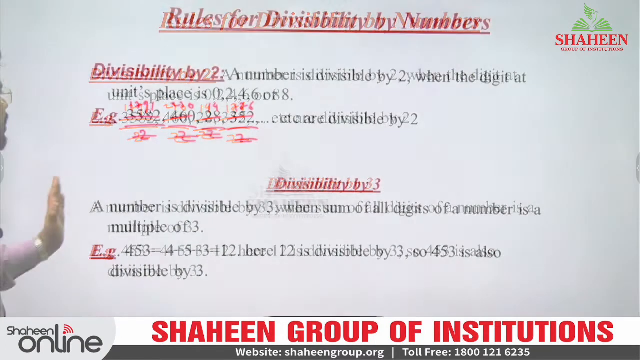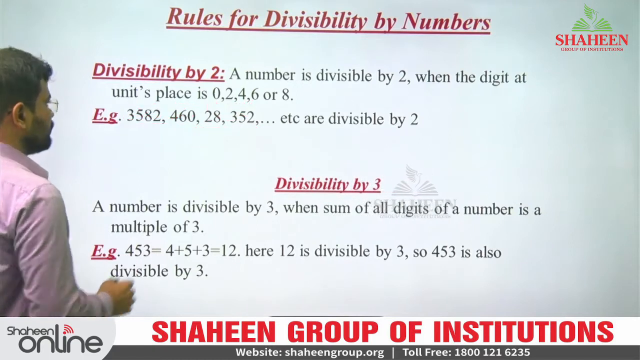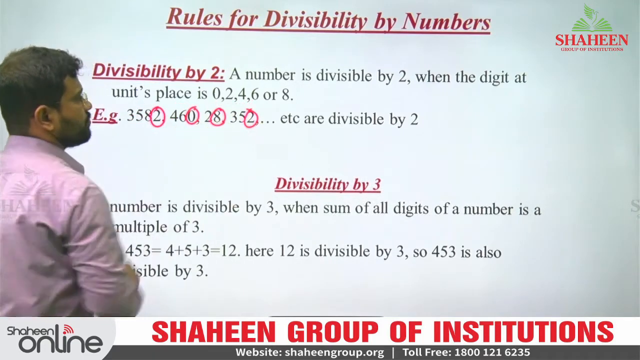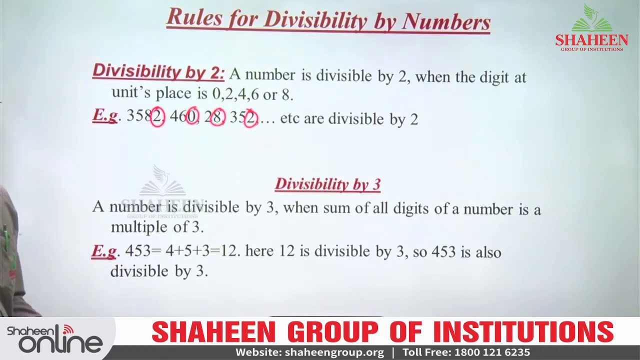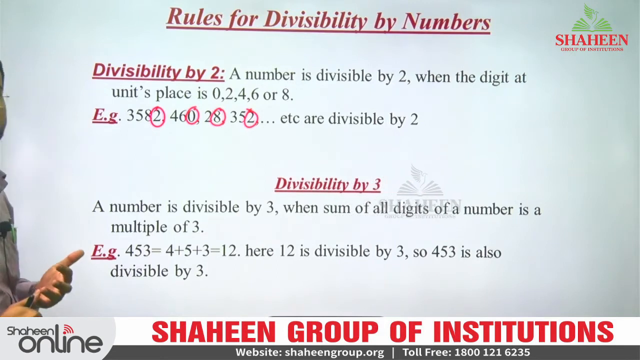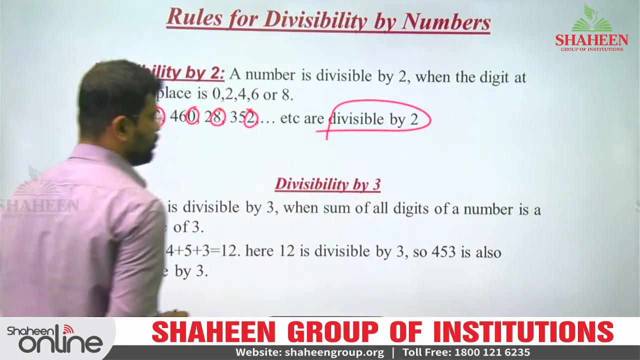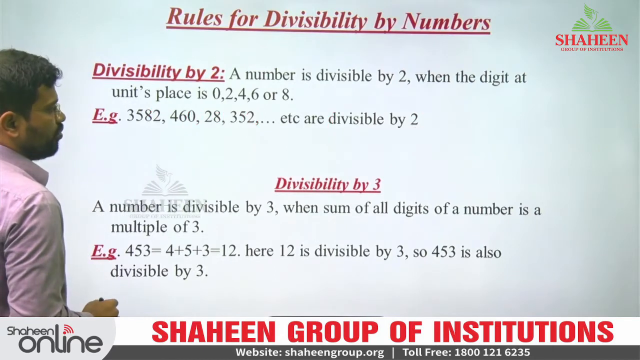Yes, all the numbers. So at the unit place, if the digit is 0, 2, 4, 6 or 8, then the number is divisible by 2. Now let us move to 3.